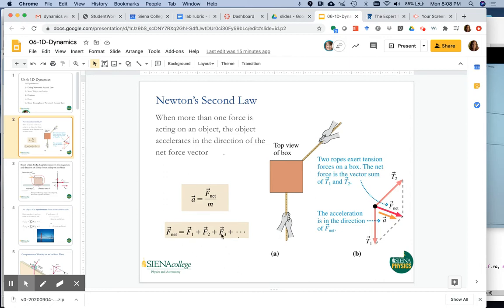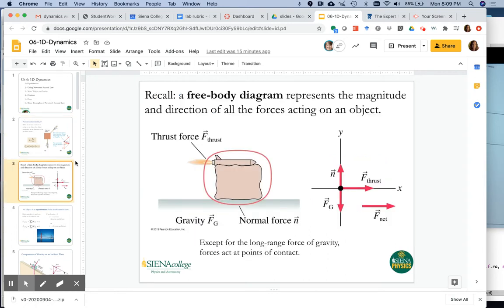So keep in mind that this is a vector equation, right? When we calculate the net force, we have to sum all the forces that are acting on the object, and they're vectors, so we need to take their directions into account. Once we get that sum, we can divide by the mass to get an acceleration. A crucial step for this is to identify the forces on an object. And in Chapter 5, we focused more on free body diagrams.